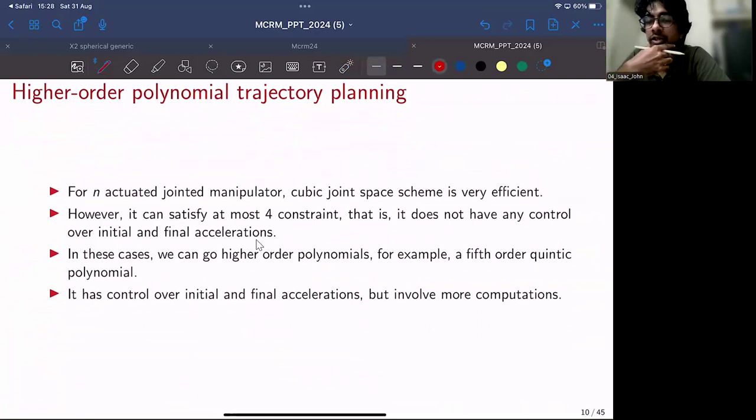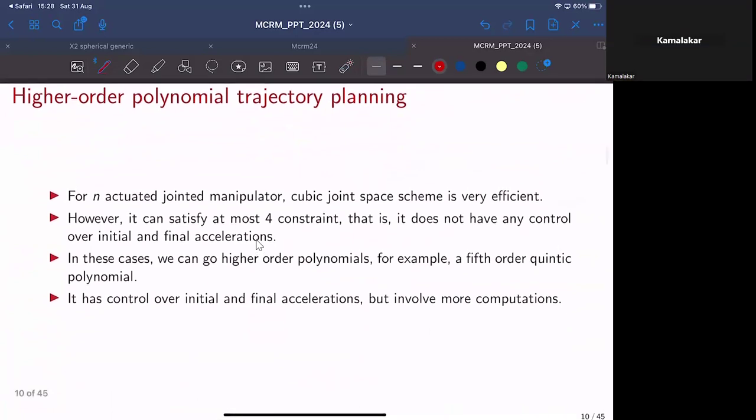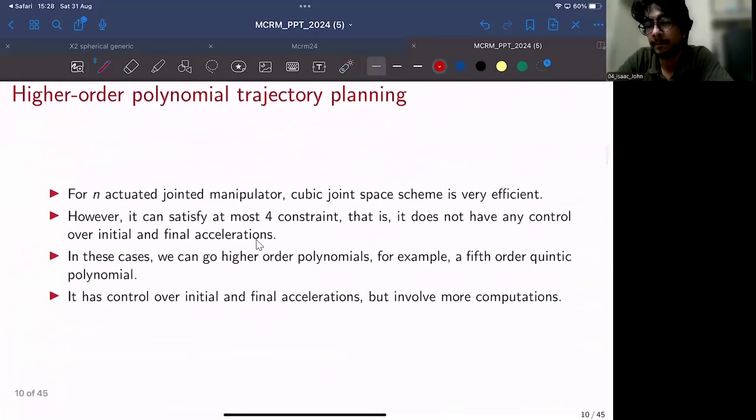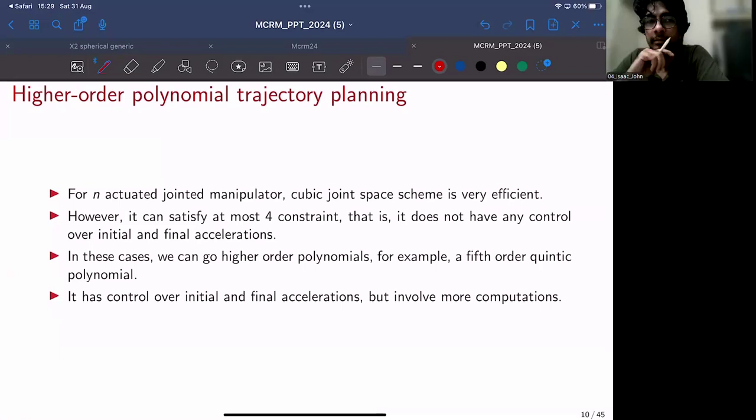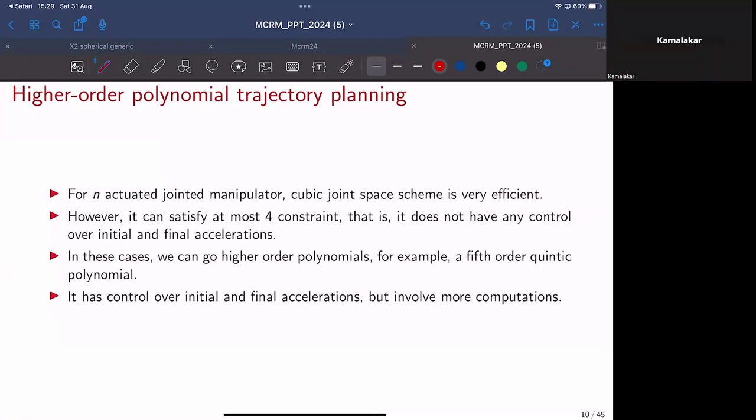Okay, we have a question actually. We'll move on to address the question. Yes, what is your question? How is this different from a cubic polynomial? Which one? The higher order polynomials. Via points, velocity is not specified. The just previous slide. Okay.